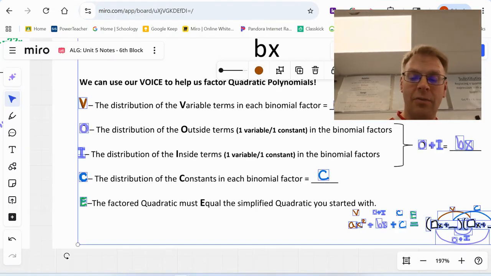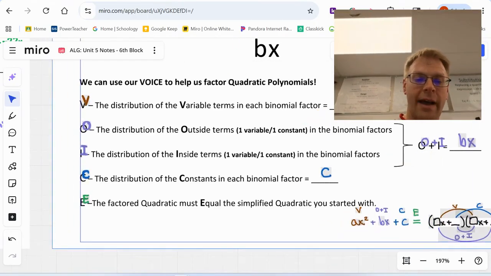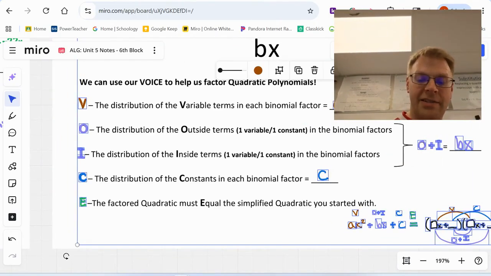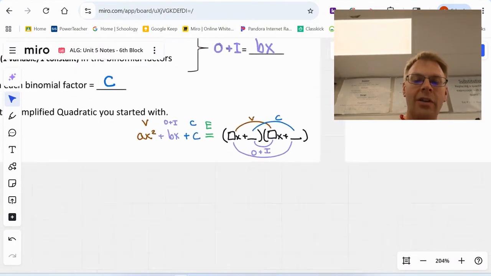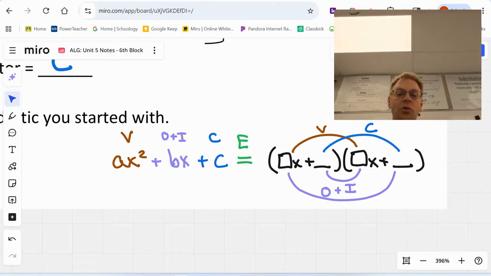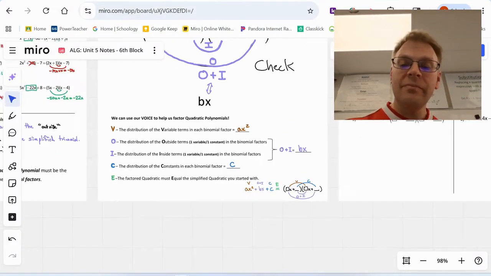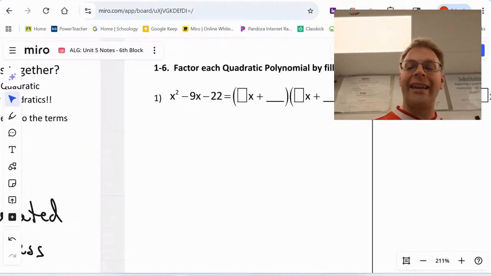So this, come on. Oh, nope, don't want to do that. Sorry, give me a second here. All right, there we go. This is what that will look like. And you can see if you write V, O plus I, C, and E across your simplified quadratic, it spells out the word VOICE. And then if you can match the 4 distributions of the terms of the binomial factors to those letters, you can clearly see the connections that have to be made between the factors and the simplified quadratic. All right, so let's give that a shot and try and put that into practice here.